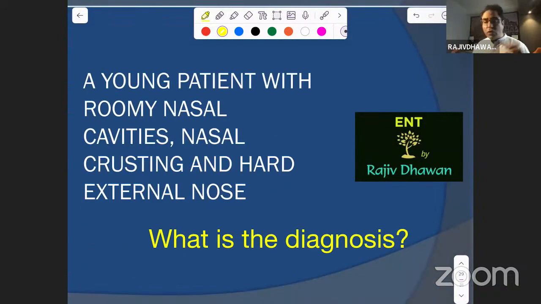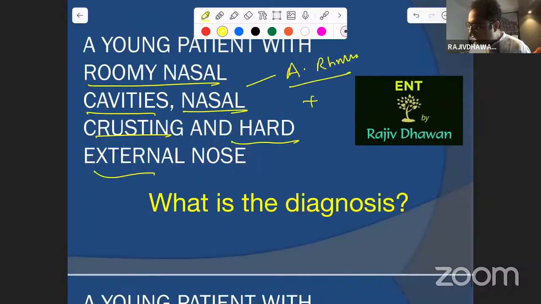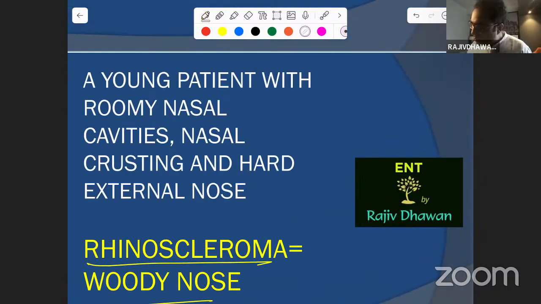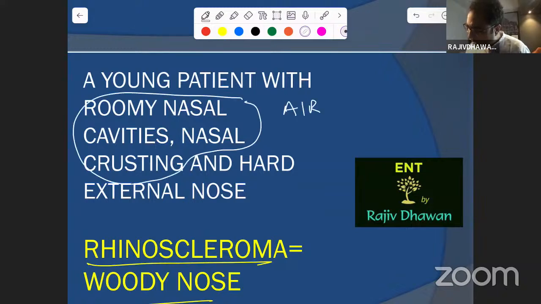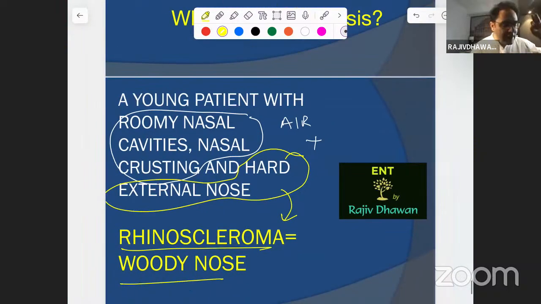A young patient with roomy nasal cavity, nasal crusting, and hard external nose, beta. The moment I see roomy cavity, nasal crusting, I think about atrophic rhinitis. But in atrophic rhinitis, there is no hard external nose, beta. Atrophic rhinitis plus hard external nose is equal to rhinoscleroma. My dear friend, up to this roomy nasal cavity crusting, the diagnosis will be atrophic rhinitis. But if you add hard external nose, the answer becomes rhinoscleroma, because the first stage of rhinoscleroma is just like atrophic rhinitis.